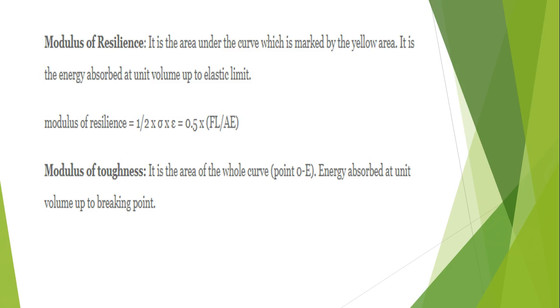Modulus of resilience is the area under the curve, which is marked as the yellow area. It is the energy absorbed by the unit volume up to the elastic limit. This is the triangle denoted by M, and it is equal to half of sigma multiplied by epsilon.